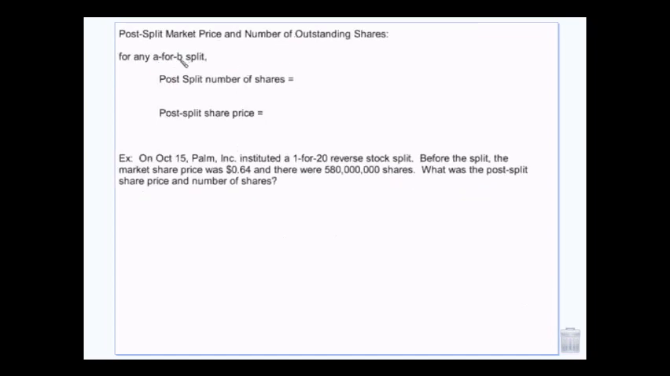Okay, so A for B. Any number for any other number. For the post-split number of shares, it's A over B times the pre-split number of shares.